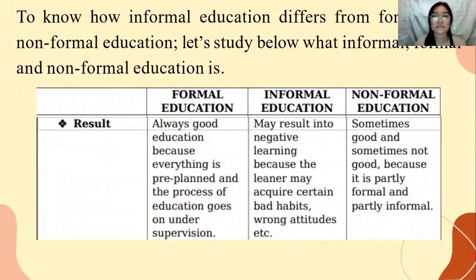Next, when it comes to result, formal education is always good education because everything is pre-planned and the process of education goes on under supervision. While in informal education, it may result in negative learning because the learner may acquire certain bad habits, wrong attitudes, and etc. While in non-formal education, sometimes it is good and sometimes it is not good because it is partly formal and partly informal.